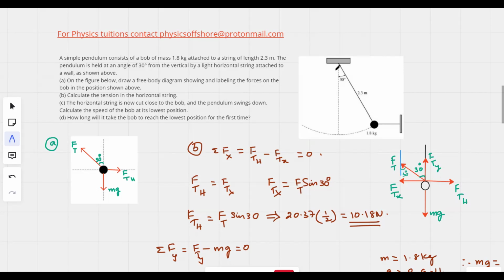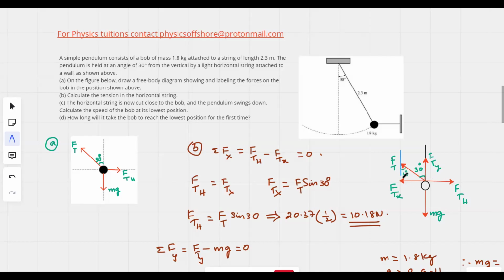Here the angle is given as 30 degrees, and as this angle is 30 degrees, this angle is again 30 degrees because they are alternate angles. Next, we have to find out the tension in the horizontal string. See here, FTx is equal to FTh. Am I right? Both are the horizontal components. They balance each other. So FTx is equal to FTh.